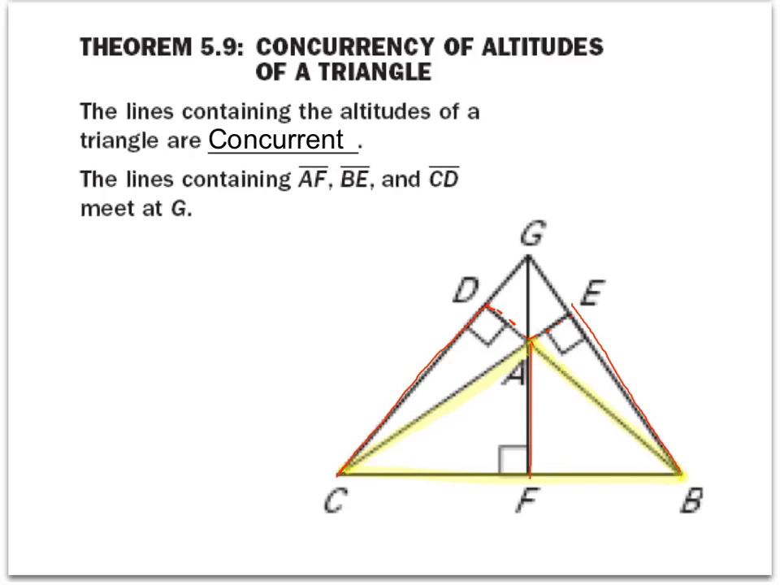An interesting thing that occurs with altitudes is if you actually continue those altitudes, they all meet up at this point. And we call that the point of concurrency. It's the point G. So the theorem associated, concurrency of altitudes of a triangle, is that all of the lines containing the altitudes, so for example, AF, BE, and CD, when we continue them, they all meet at this point G.